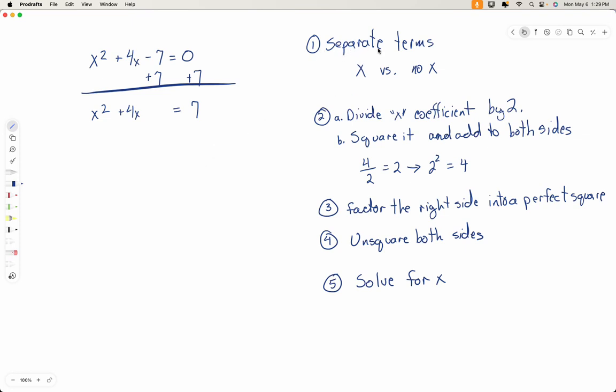So the first step is just to separate our terms, x terms versus no x. All right, the x terms on one side, no x on the other side. And the equal sign is in the middle.